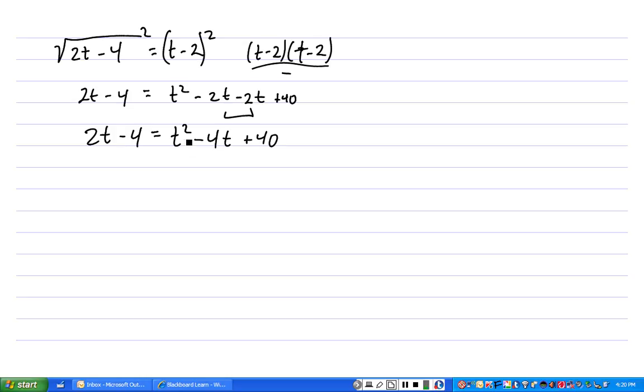Alright, it's quadratic because of the t squared, that's the highest degree, so you get all your terms together. So I'm going to subtract 2t from both sides to get my t's together. I'm going to add 4 here and add 4 over here to get my constants together. So I end up with nothing on the left equals t squared minus 6t plus 8. Alright, so let's see here.